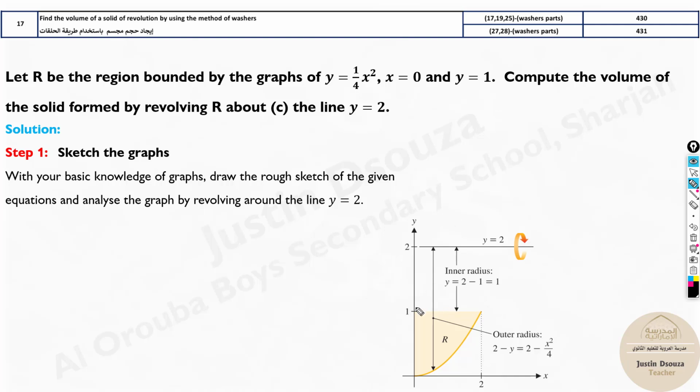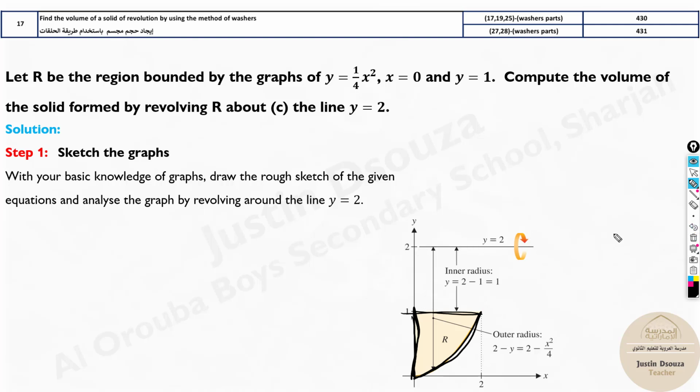Over here they have given y is equal to 1, so this is cutting out, and then x is 0, so this is the part, and then what we have is 1/4 x squared. This is what we are rotating here, not along the x-axis like just now, but along the line y equals 2. So you can see this is the line y is equal to 2. Over here it's been rotated.